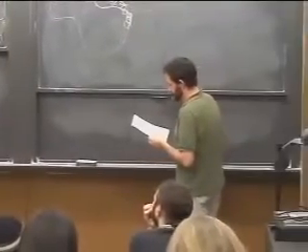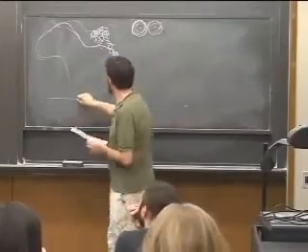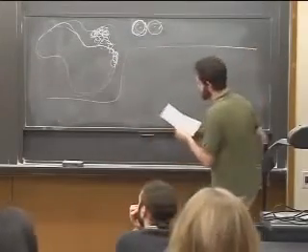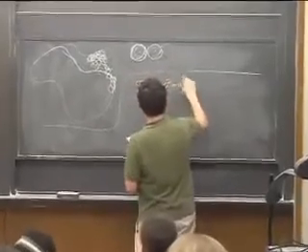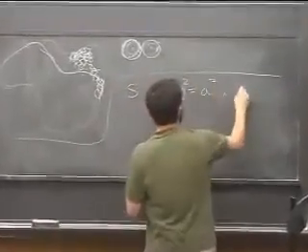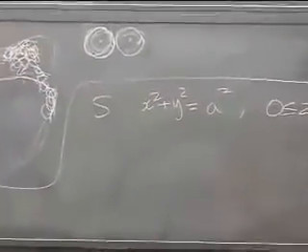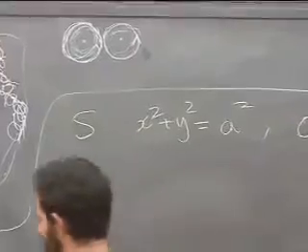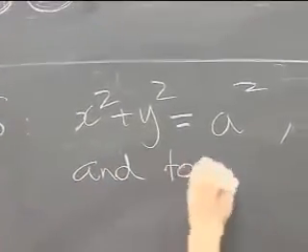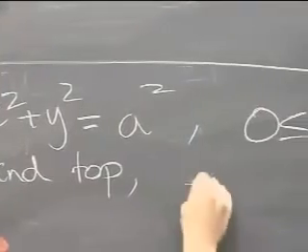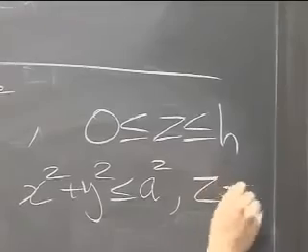Okay. So this is from session 11. It's problem 1, and it's actually from the textbook. So S is the cylinder, x squared plus y squared equals a squared, where z is between 0 and h, and the top, where the top is x squared plus y squared less than or equal to a squared, and z equals h.